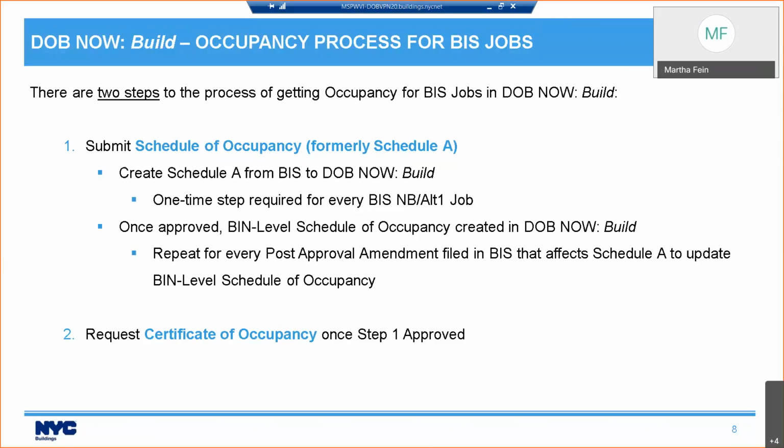And there's actually two levels of schedule of occupancy. We'll talk about a bin level schedule of occupancy and a job level schedule of occupancy, also known as BSO and JSO. I've got a lot more about that on coming slides.